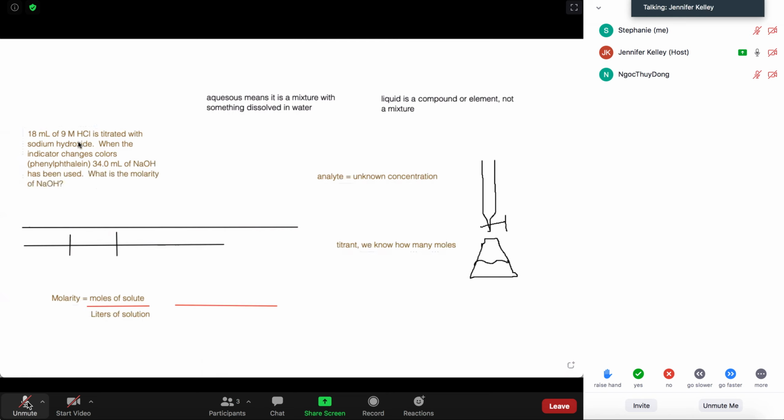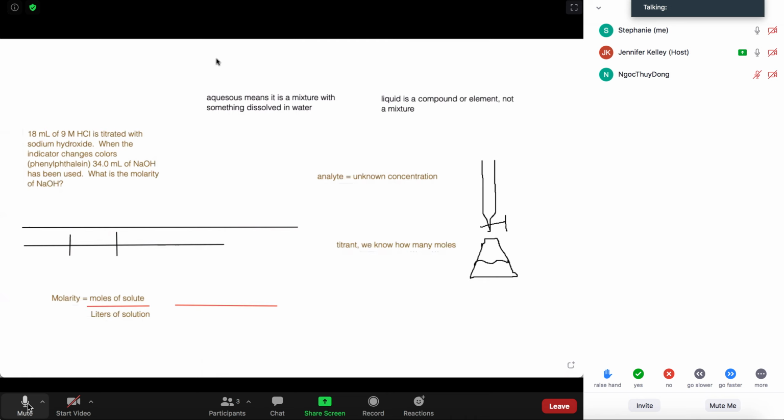All right. So here we have 18 milliliters of 9 molar hydrochloric acid that is titrated with sodium hydroxide. When the indicator, phenolphthalein, changes colors, it turns pink, I think, when it's basic. I don't know. Anyway, it changes colors when we put in 34 milliliters of sodium hydroxide. So we're going to figure out the molarity of sodium hydroxide.